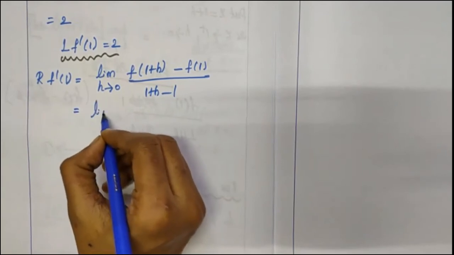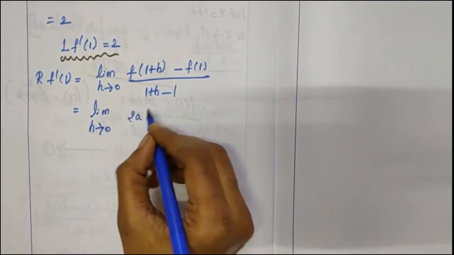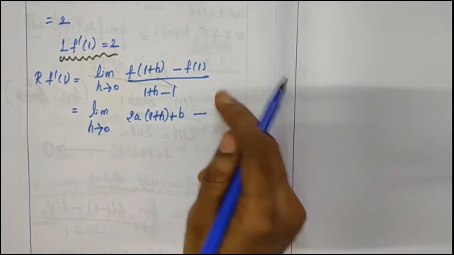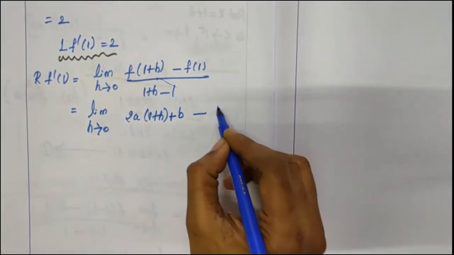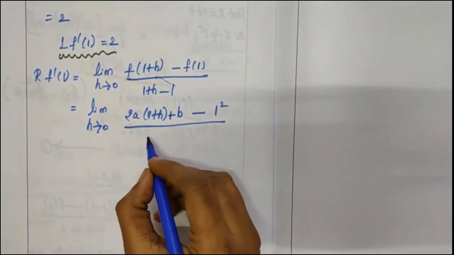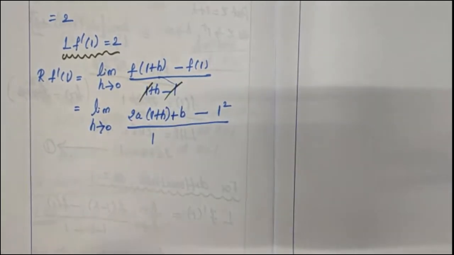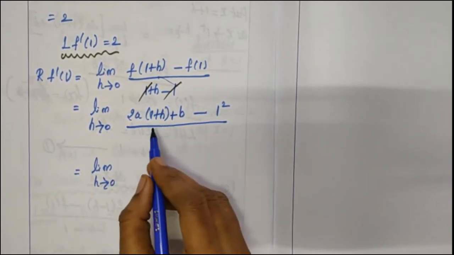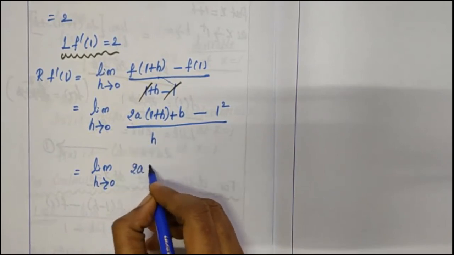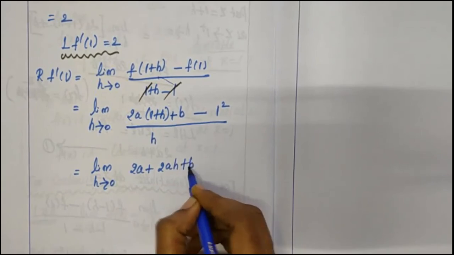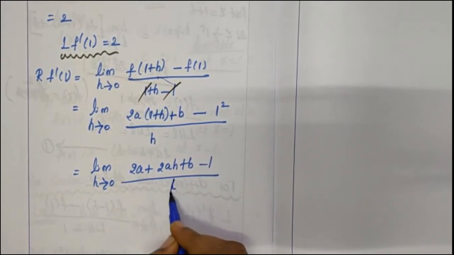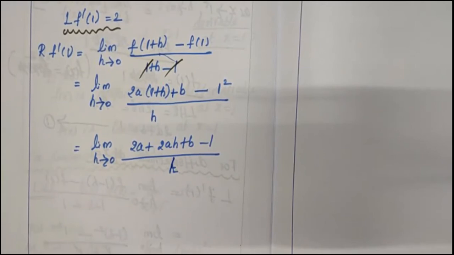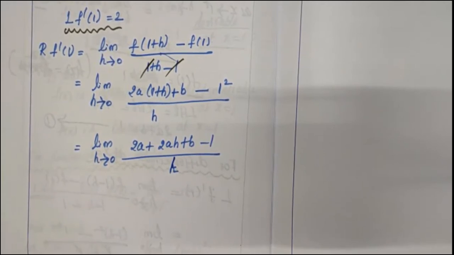Limit h tends to 0, 2a with x replaced by 1 plus h, 2ax plus b, minus f of 1, equal to 1, where the function is x square. So 1 square is 1. We can put 1 square as 1. In the denominator, cut plus 1 minus 1, simply h. This is equal to limit h tends to 0. Simplifying this term, 2a plus 2ah plus b minus 1 by h. H tends to 0, right hand limit.